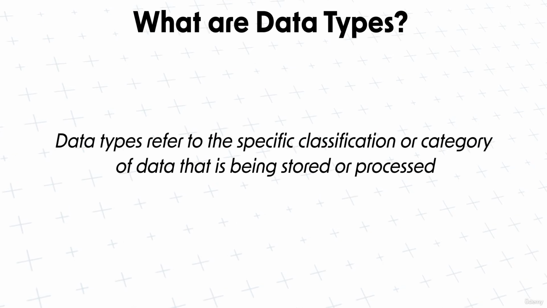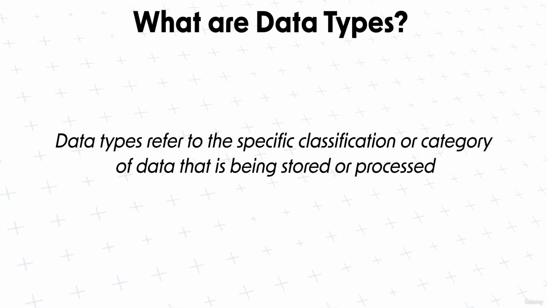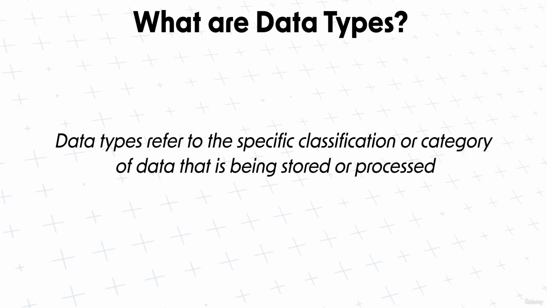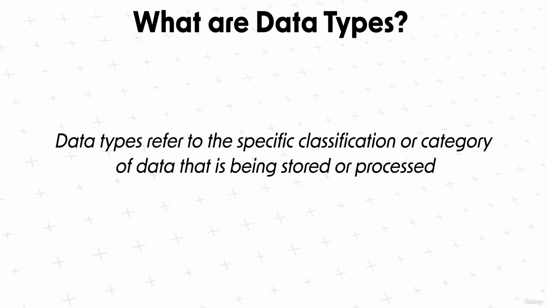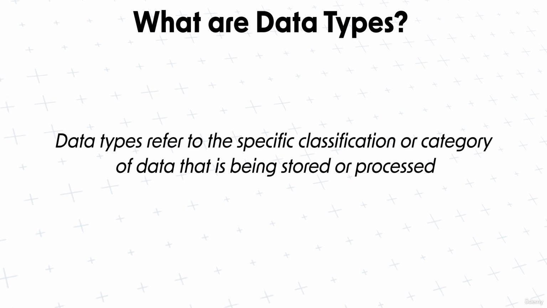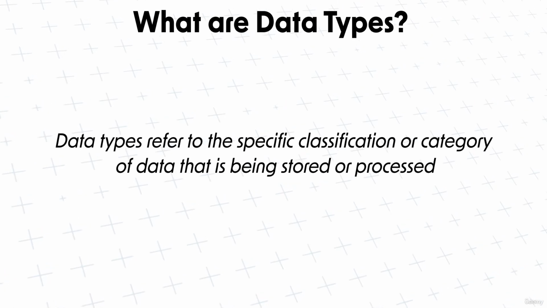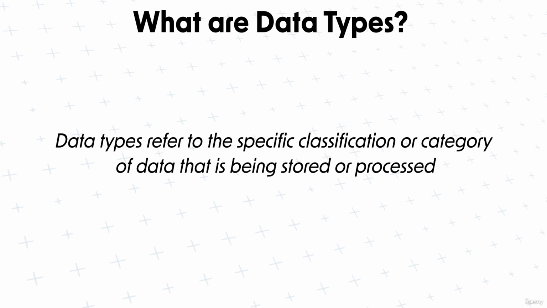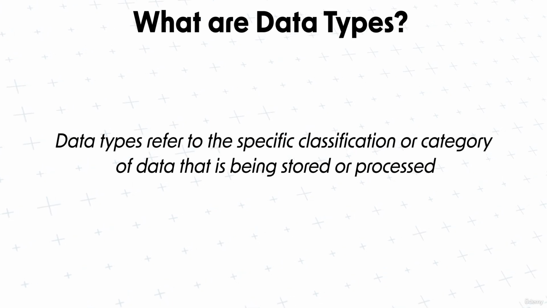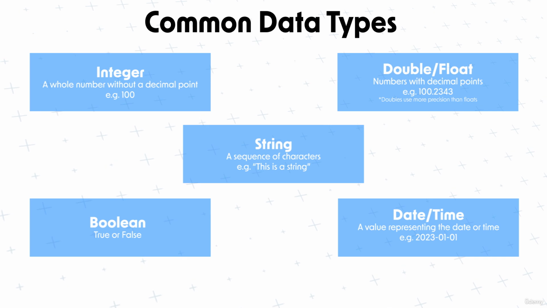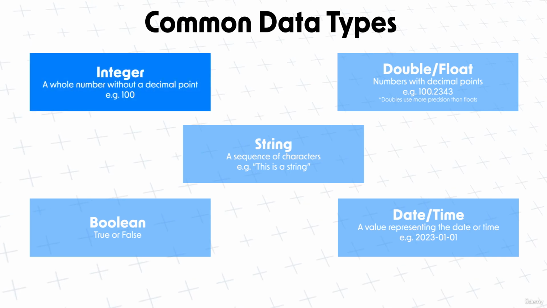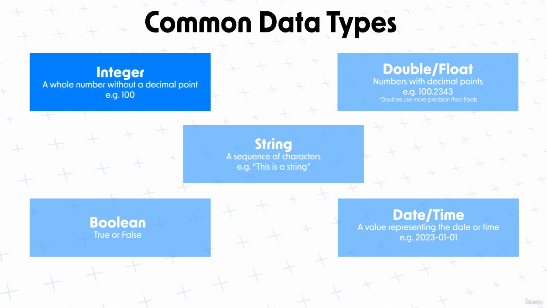Data types refer to the specific classification or category of data that is being stored or processed. In computer programming and data management, data types are important because they determine how data is stored in memory, how it's processed by a program, and what kinds of operations can be performed on it. Common data types include integers. An integer is a whole number without a decimal point.